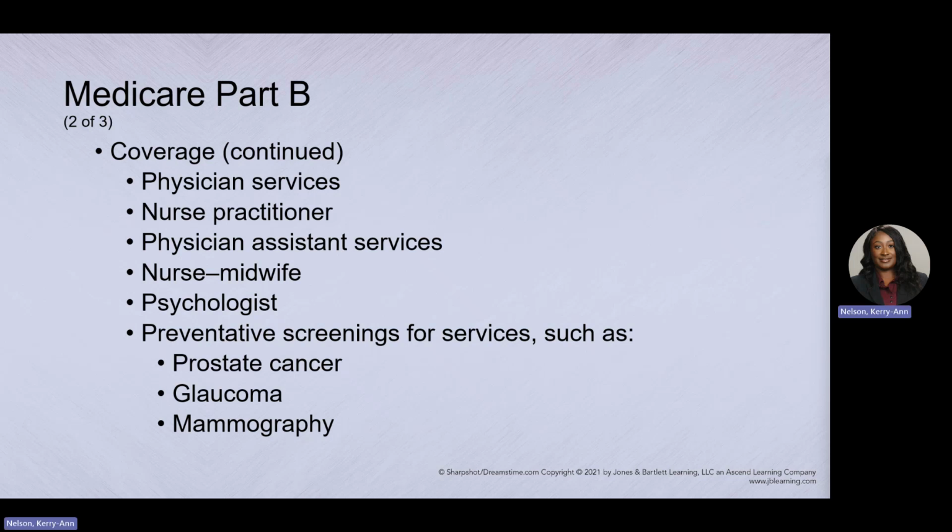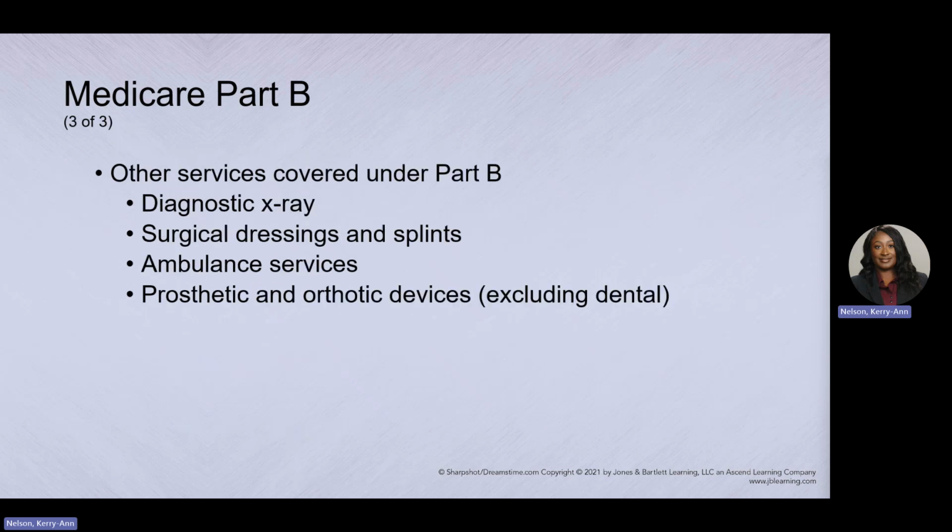So part of the coverage of Medicare Part B can include physician services, nurse practitioners, physician assistant services, nurses and midwives, psychologists, and preventative screenings for services such as prostate cancer, glaucoma, mammography, and there are other services that are also covered under Part B. Diagnostic x-rays, surgical dressings and splints, ambulance services, and prosthetic and orthotic devices, excluding dental.